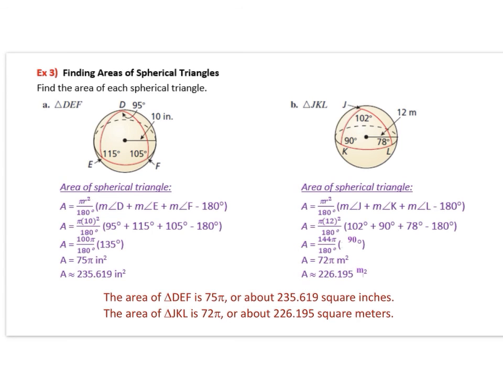Alright, so the area of triangle DEF is 75 pi, or about 235.619 square inches. And the area of triangle JKL is 72 pi, or about 226.195 square meters.